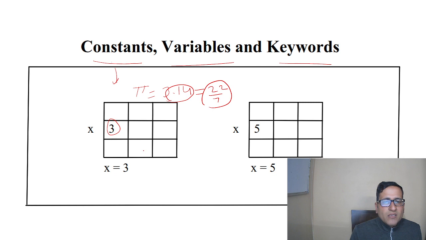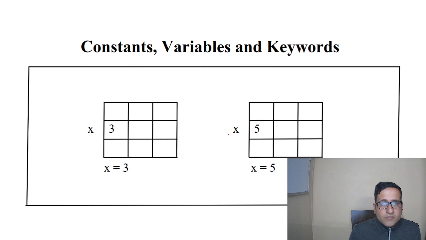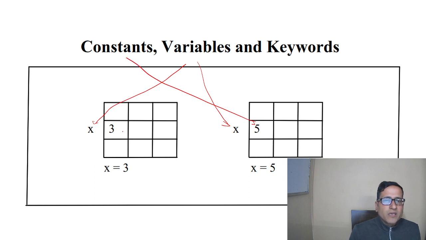Likewise, in this example we have 3 as a constant, and in this example we have 5 as a constant, whereas this x is the variable. So in this, x is a variable, this x is a variable, and this 5 is a constant, this 3 is a constant.